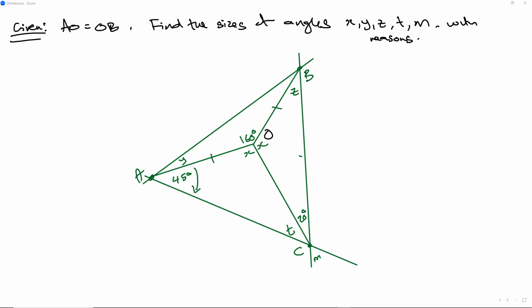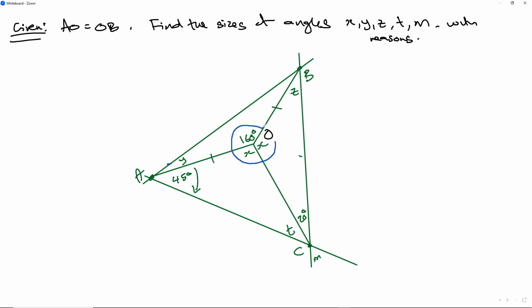Alright, here we go. Let's go through this one now. For this one here, we got AO, which is that side, equals OB, which is this side. And we want to find the size of angles X, Y, Z, T, and M. Let's go ahead and jump in. There are always many reasons and many ways to get there. You could start at any angle, and that could change your reasons along the way. So as long as you have a reason for why you're getting your solution, and it's a valid reason, it's good.